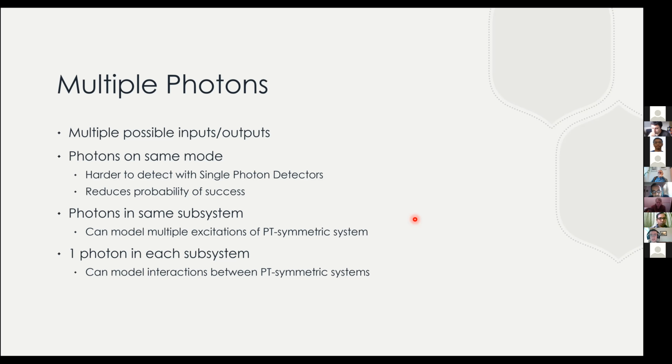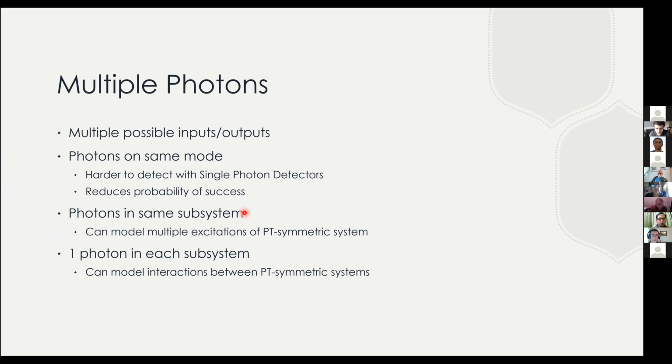Essentially, all we use in the lab are single photon detectors. So the way we measure 2 photons in one mode with single photon detectors involves using an extra single photon detector and adding a beam splitter between them. So this actually reduces the probability of measurement success. So it takes longer to do the experiment, as well as the fact that adding 2 photons also increases the length of time to do the experiment in the first place.